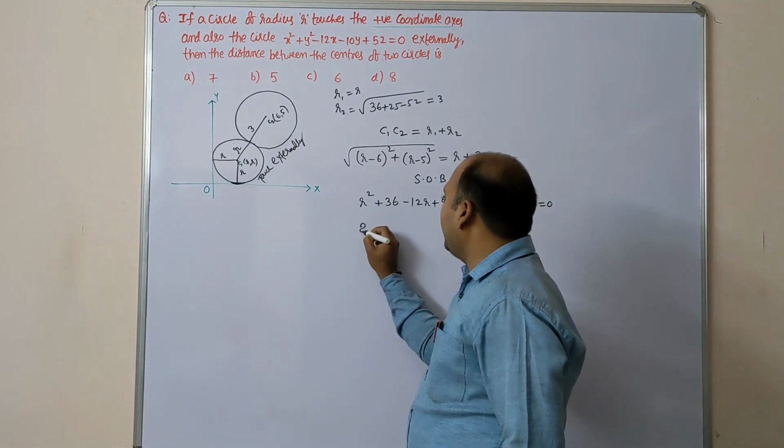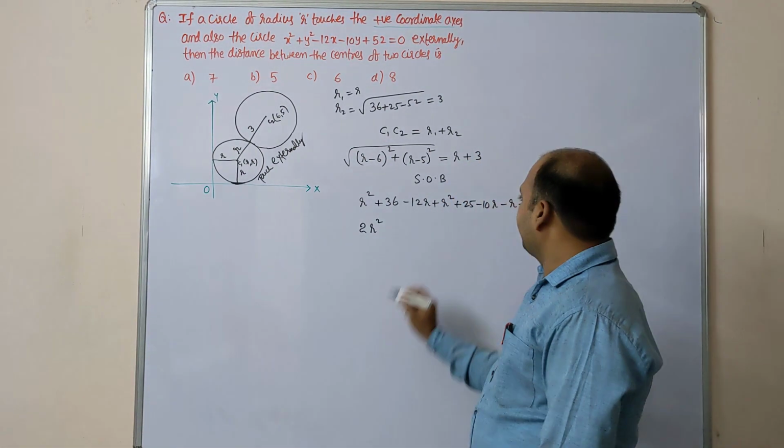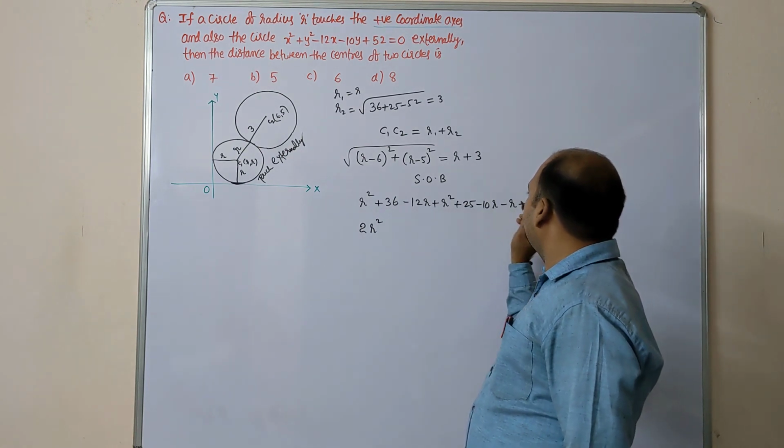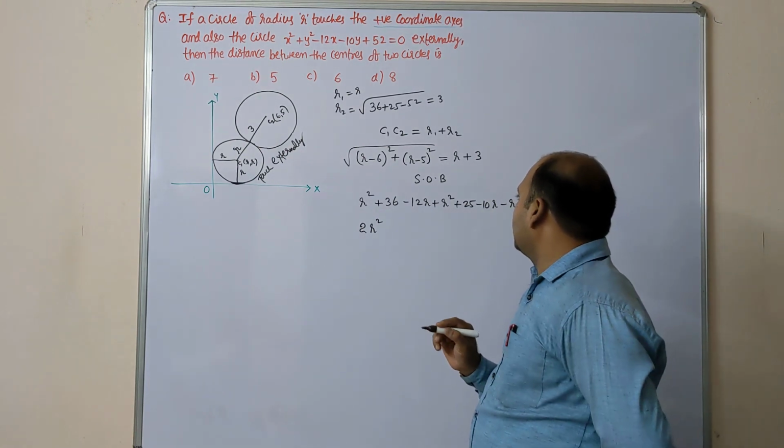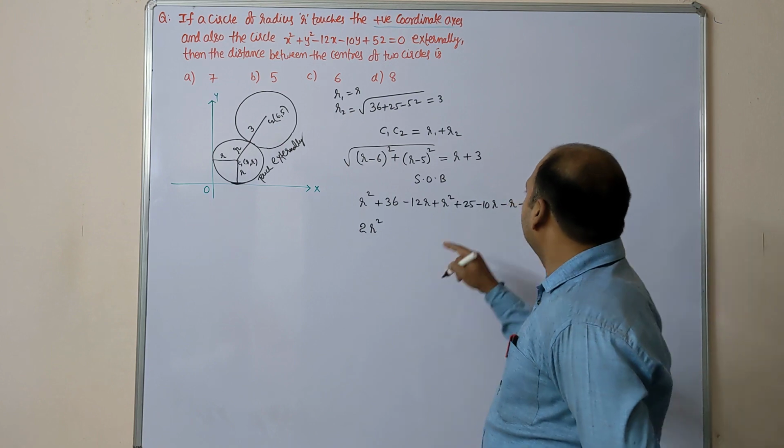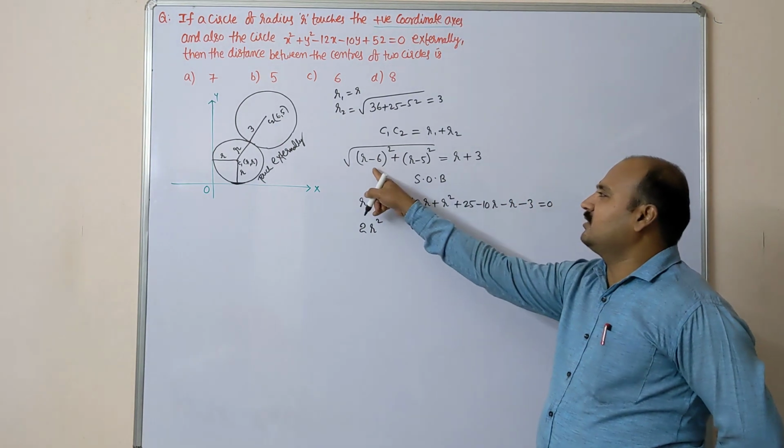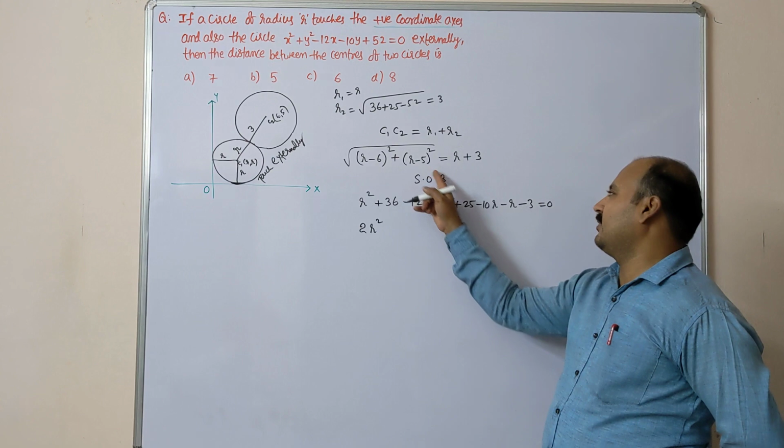So 2r square, next minus 12r minus 2, minus 10r minus r. So minus, this is 2 into 12r only, correct? Here minus 10r only.